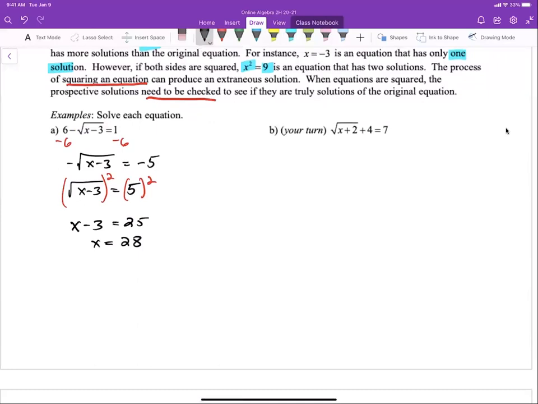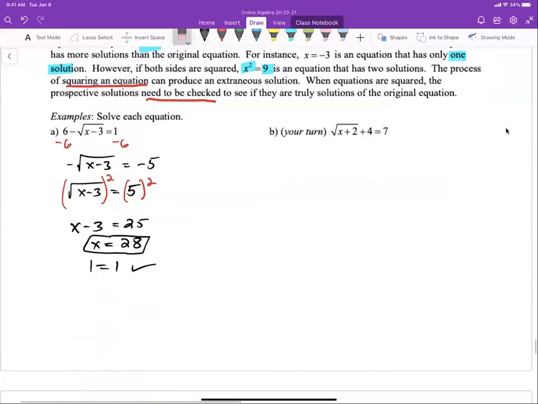I need to confirm that 28 is a true solution, okay? So we're going to take 28, and we're going to plug it back in here, and we will check that 28 minus 3, which is 25. The square root of 25 is 5. 6 minus 5 is 1, and so we get 1 equals 1. So this is a solution, and we are done. We have followed our procedure, and x is equal to 28.